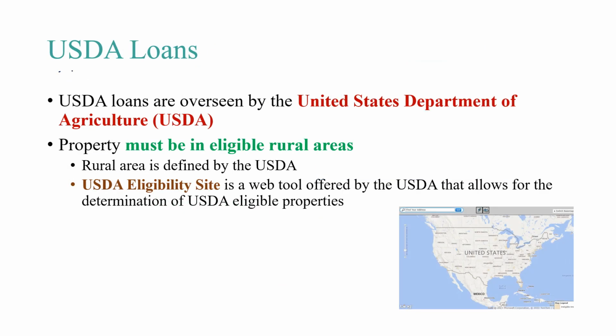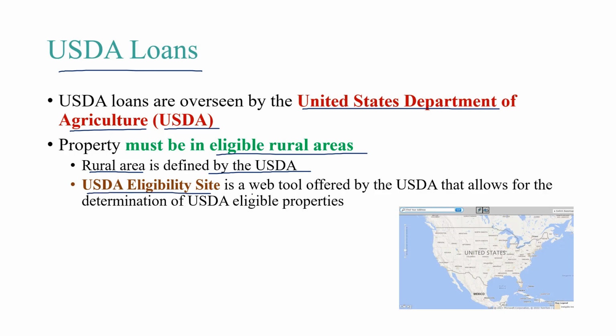So what are USDA loans? USDA loans are loans overseen by the United States Department of Agriculture, or the USDA. Now, for a property to be eligible for a USDA loan, the property must be in an eligible rural area. And the rural area is defined by the USDA. Now, the USDA eligibility site is a web tool offered by the USDA that allows for the determination of USDA eligible properties. And you can find the USDA eligibility site by simply Googling USDA eligibility site.